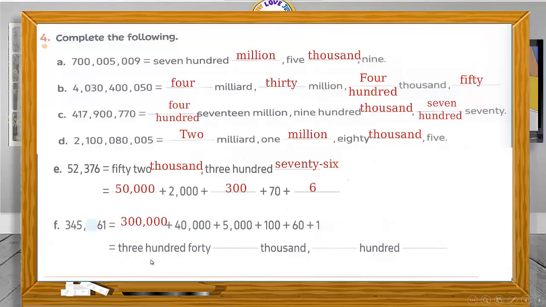Next, he want to write the same number in word form. 340. We have 340, but here we missing 5,000. So you should write 5, and we have 1,000. Next, here we have one. How many hundred? 100. Write 1. 61.